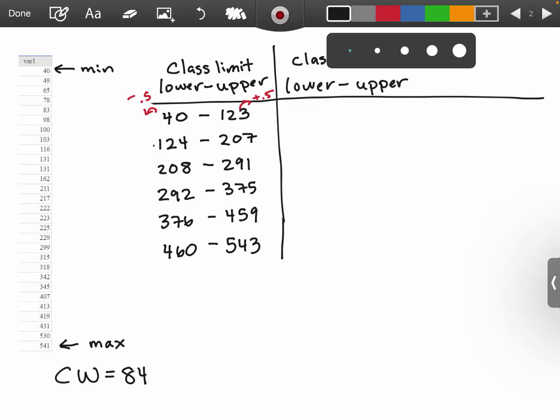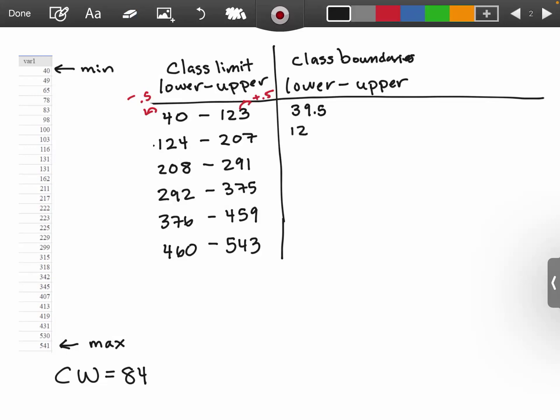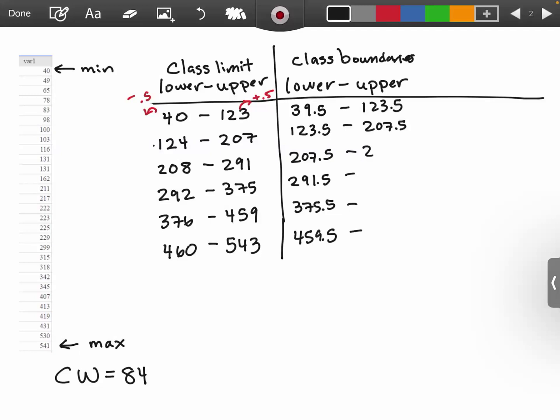Okay, so let's do that. So instead of 40, if you subtract 0.5, you get 39.5. Subtracting 0.5 from 124 gives you 123.5. Then 207.5, then 291.5, then 375.5, then 459.5. All right. Now looking at the upper limits, we're going to add 0.5 to those. So we have 123, add 0.5, we're going to get 123.5, 207.5, 291.5, 375.5, 459.5, and 543.5.